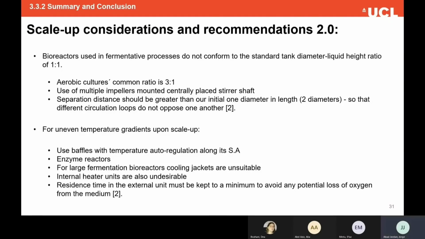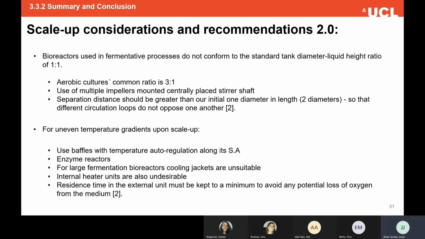Bioreactors used in fermentative processes do not conform to the standard tank diameter to liquid height ratio of 1:1. Aerobic cultures' common ratio is more like 3:1, as the vessel needs to be tall enough to give rising dissolved oxygen bubbles enough contact time with the yeast cells, and to allow higher hydrostatic pressure at the bottom, helping improve gas-phase oxygen transfer. As such, when scaling up to tall vessels, it is best to use multiple impellers mounted centrally.